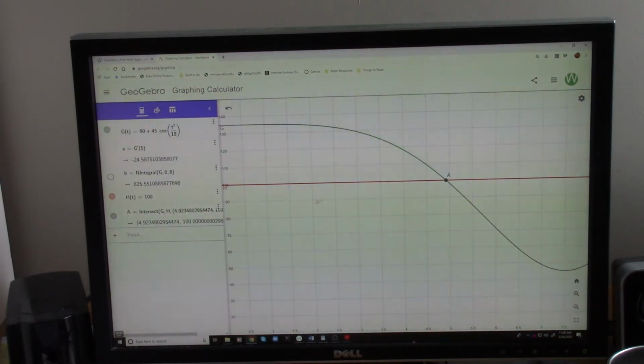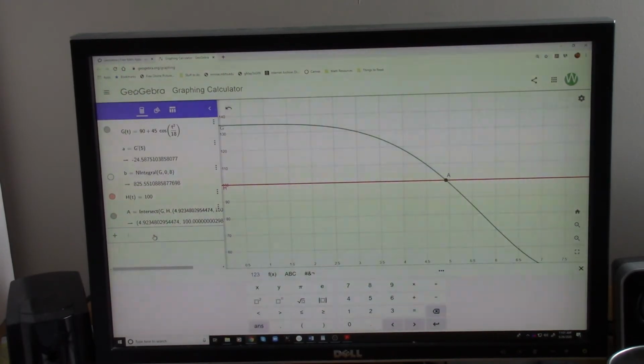And now what we have is this point of intersection. Note that our calculator has numerically calculated the intersection of these two curves, and it even defines A as the intersection of G and H. It's quite beautiful. And it's giving you more decimal places than you could possibly want for that point of intersection.